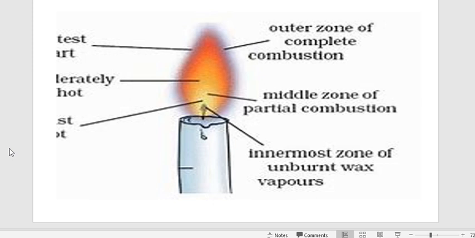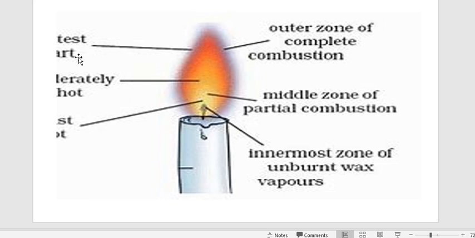This is a picture I took from your textbook only, and they have also shown which is the hottest part. Obviously the blue part is the hottest part. The moderately hot part is in between, the inner part of the middle zone of the candle. The least hot part is the lower part, where the wax will be unburnt. This is how they have categorized the zones of the candle.